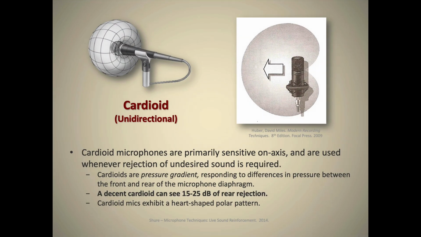In the live world, cardioid is certainly the preferred and most common microphone polar pattern. You can see it here in 3D, where the microphone is mostly sensitive towards the front and has significantly reduced sensitivity in the rear. A decent cardioid can see up to 25 dB of rear rejection. Don't be misled, though. That varies with frequency.